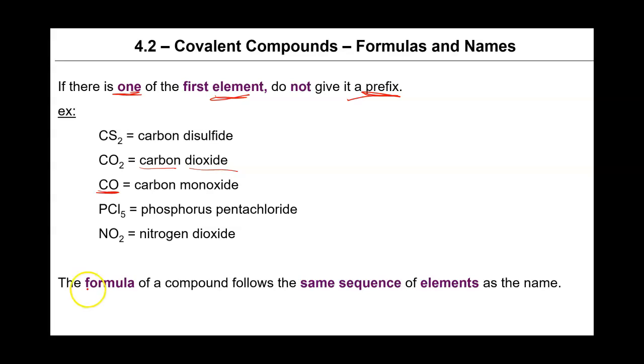And you'll see that the formula and the name follow the same sequence of elements. In each case, we write the name of the first element unaltered. We change the ending of the second element to IDE, and where appropriate, we add the required numerical prefix.